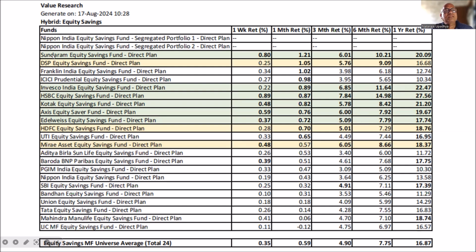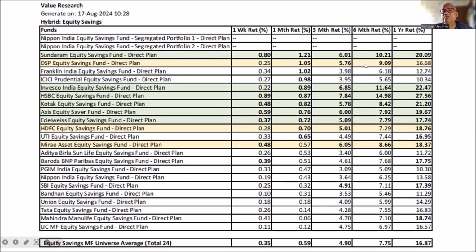The other ones in green are Sundaram Equity Savings Fund, 20.09, UNESCO India Equity Savings Fund 22.47, Kotak Equity Savings Fund 21.20, Axis Equity Saver Fund 19.67, Edelweiss Equity Savings Fund 17.74. Now, there are only three in orange.